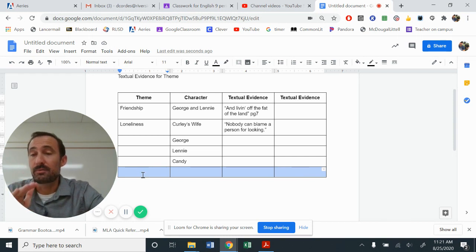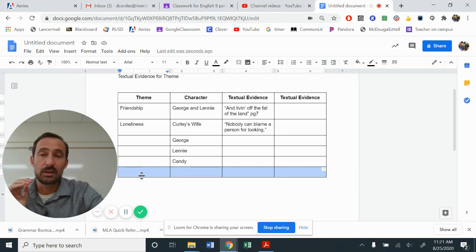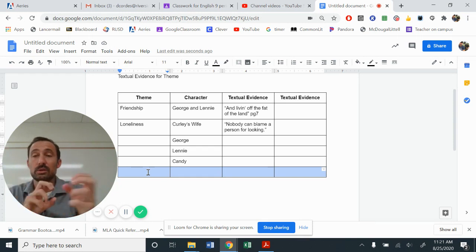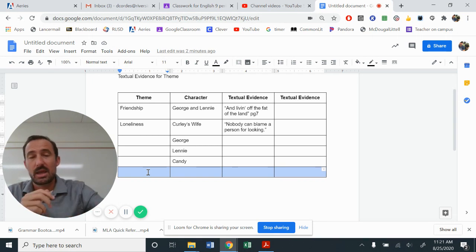Maybe it's finding your dreams, hardworking. Maybe the theme that you think is the idea of separation and how no one is really connected to each other, even though they're in close proximity, right? There's separation between Candy and his dog. There's separation between George and Lenny because of the way that they can't necessarily relate. Look for those other components for our text, and you're going to fill in those items right here.